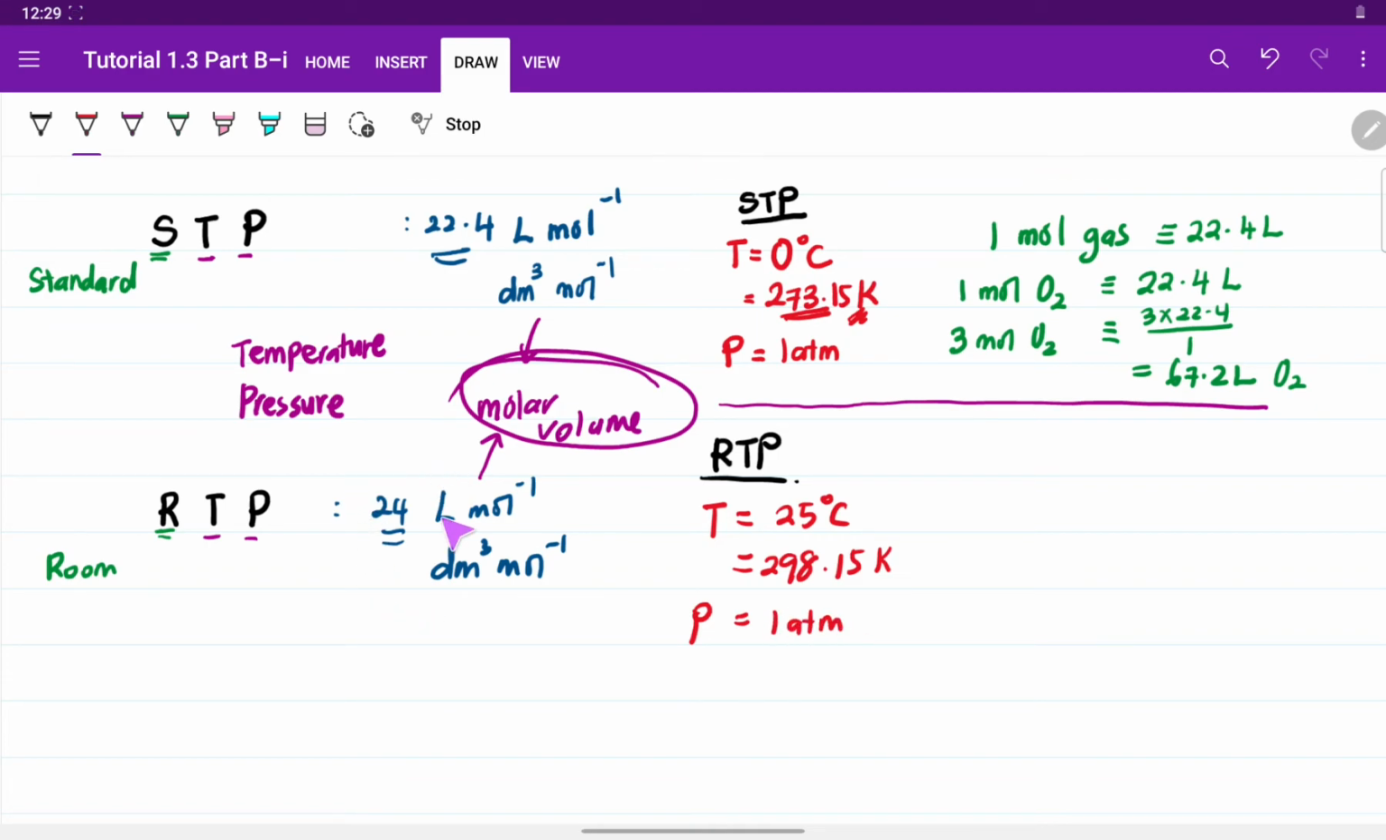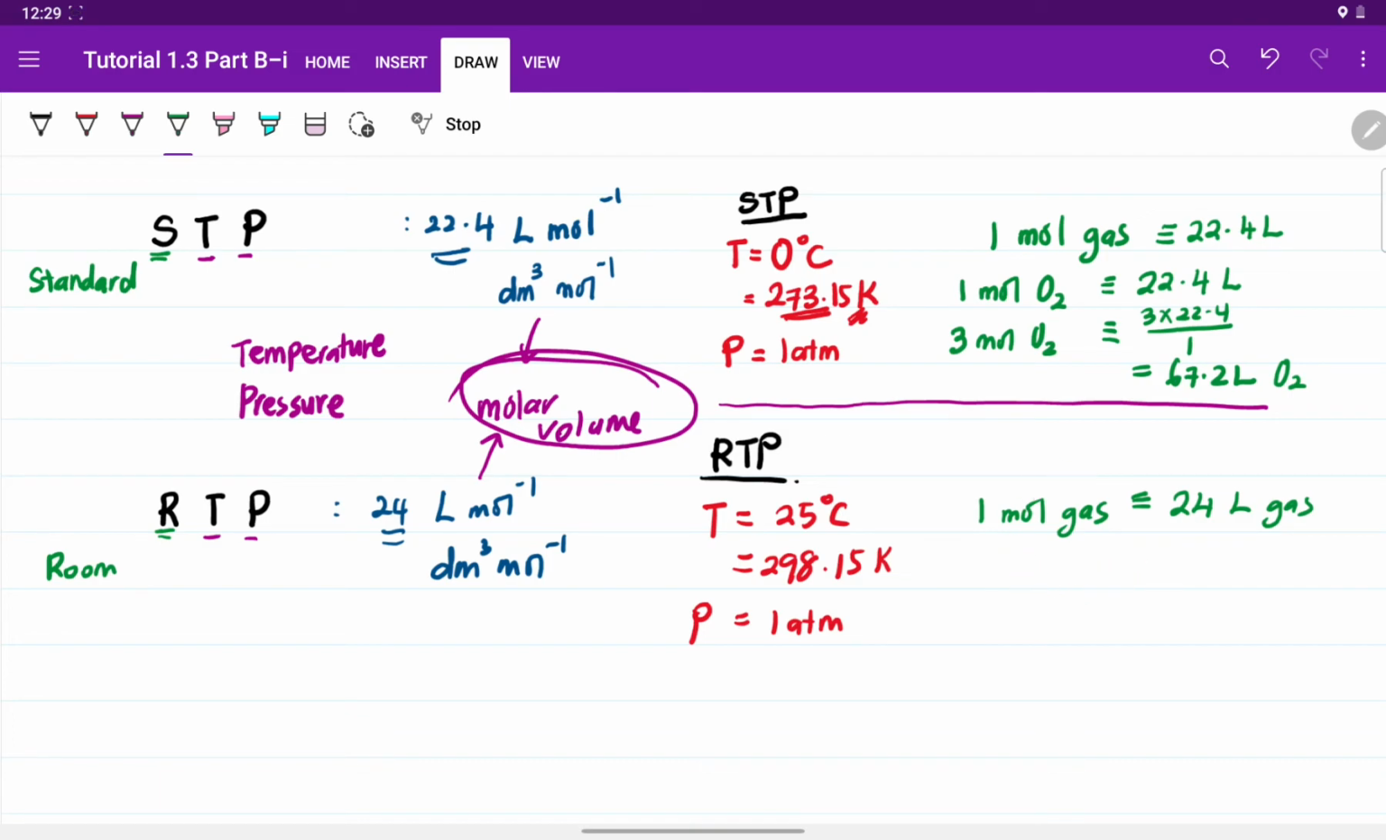So at room temperature pada 25 degrees Celsius dan pressure masih lagi 1 atm. Macam mana kita nak incorporate this value 24 dekat sini? Jadi pada temperature 25 degrees Celsius dan 1 atm pressure, if you have 1 mole of gas, that particular gas will occupy 24 liter. Awak akan ada 24 liter of gas sebenarnya.